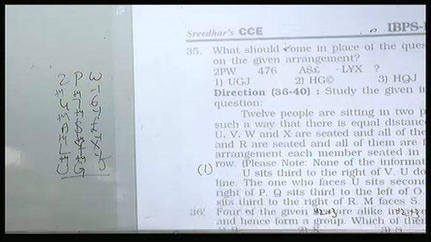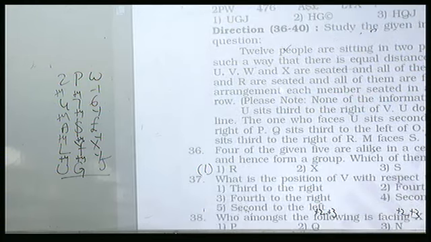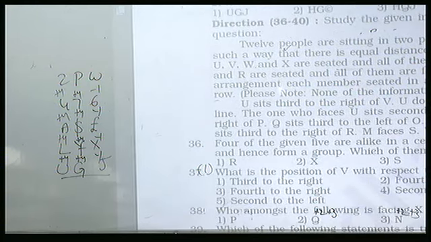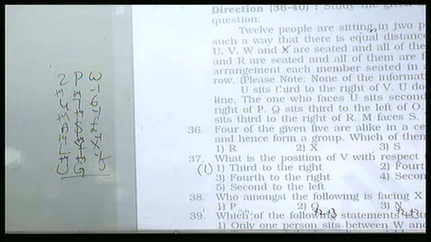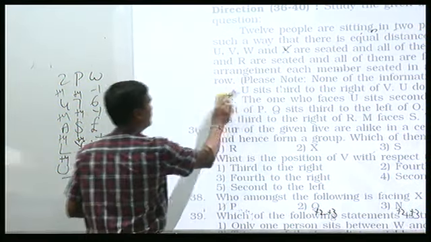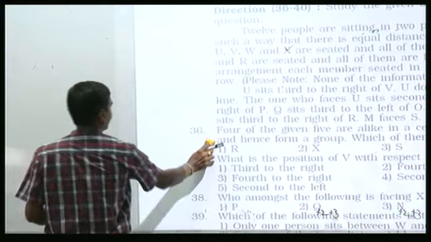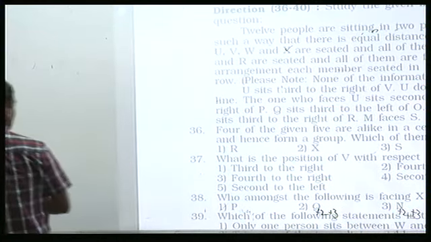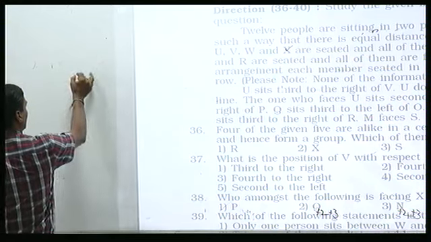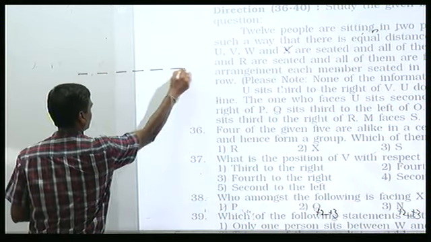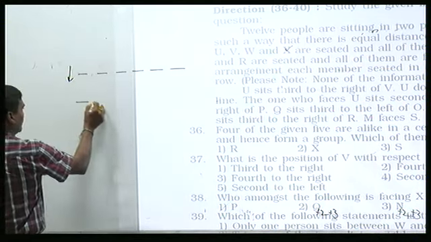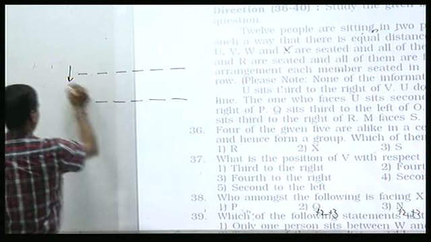Then question number 36 to 40. Now in this 36 to 40, what is given here? Row arrangement. 6 persons in row 1 and another 6 persons in row 2. Shall we solve this one? Six in row 1 and 6 in row 2. Hence, how many persons are in row 1? 1, 2, 3, 4, 5, 6. Who are those persons? 1, 2, 3, 4, 5, 6. And this is row 1 and this is row 2.